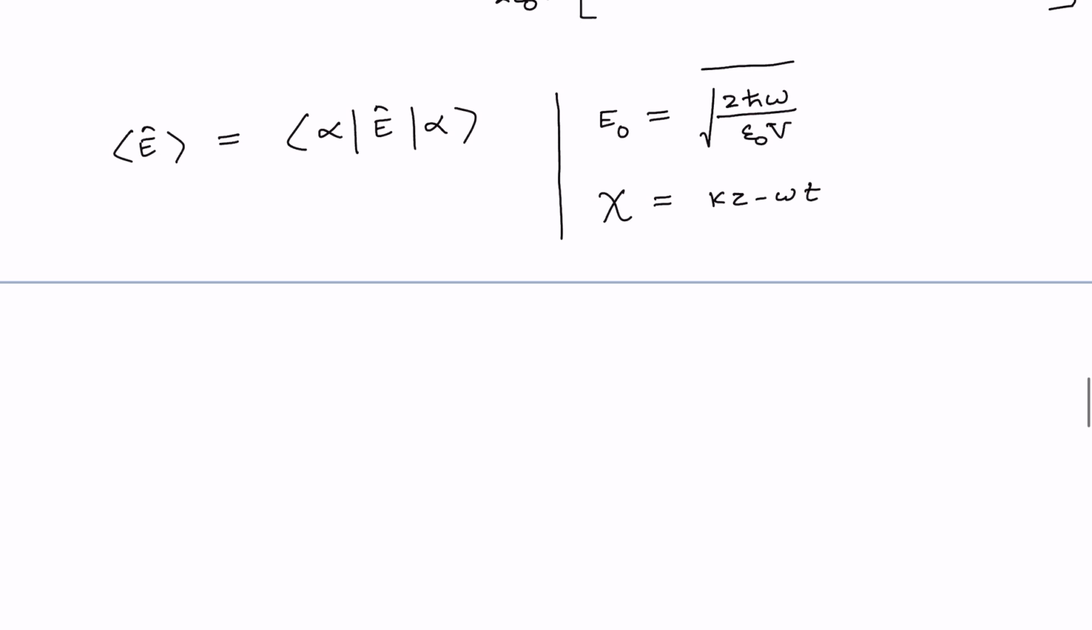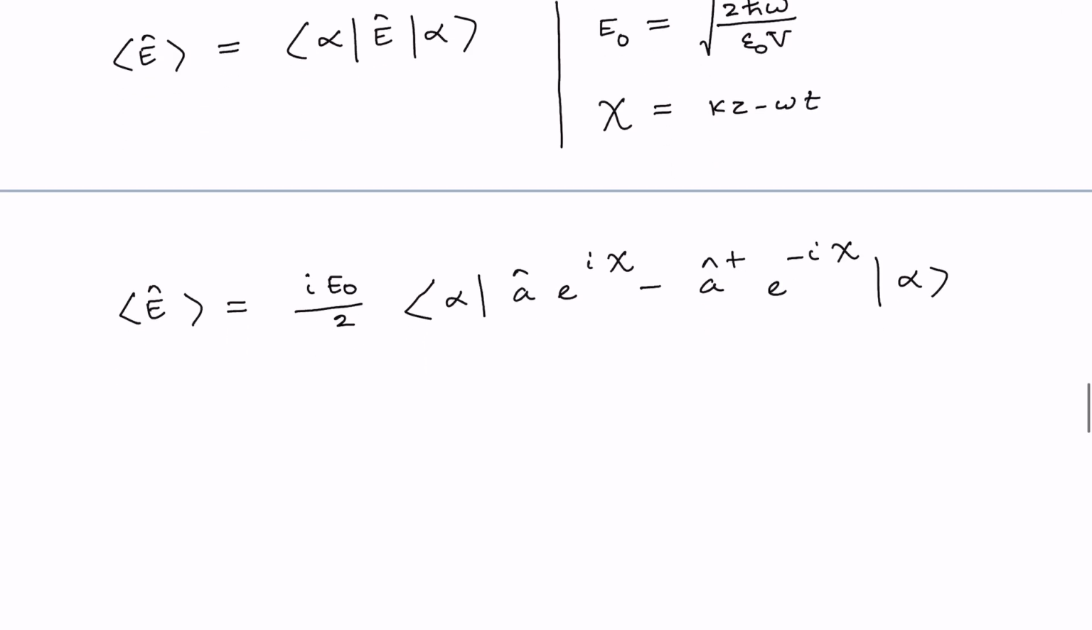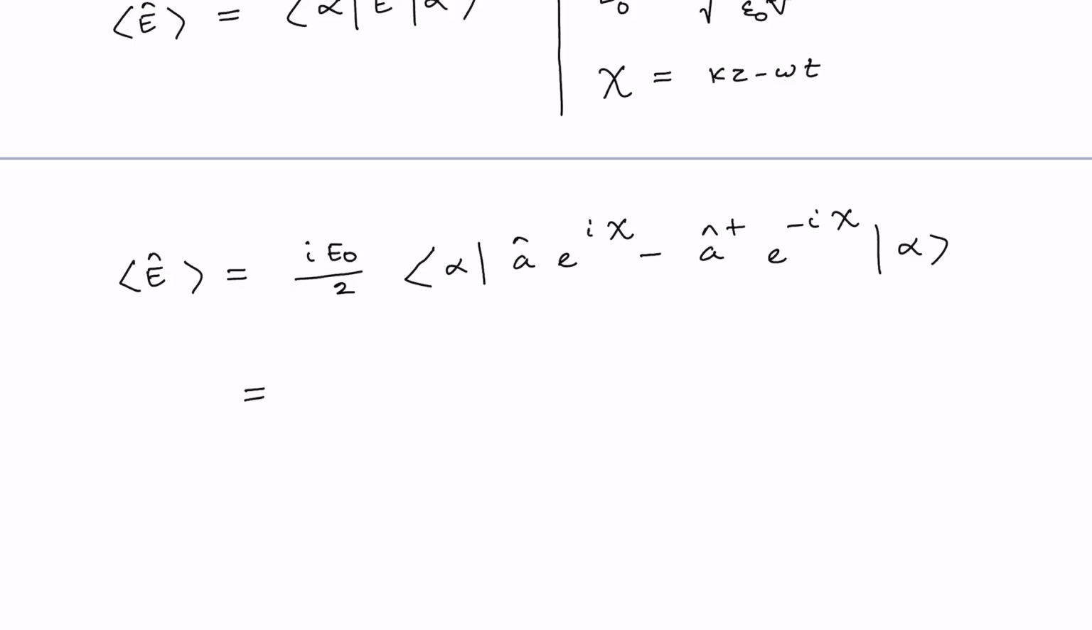With this, I can now write the expectation value of the electric field in the coherent state as i E0 by 2 times bra alpha, a e to the power i chi minus a dagger e to the power minus i chi, ket alpha. And here you can easily see that I am going to get i E0 by 2 times alpha e to the power i chi minus alpha star e to the power minus i chi.